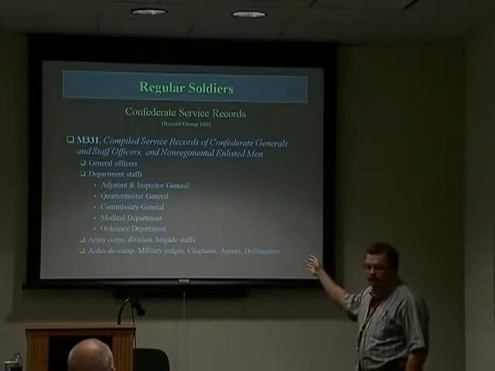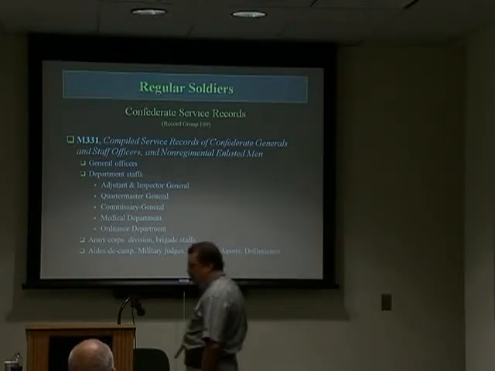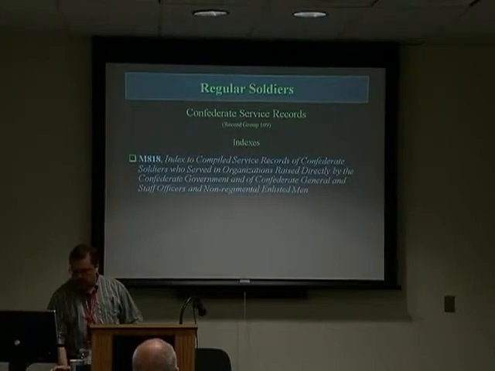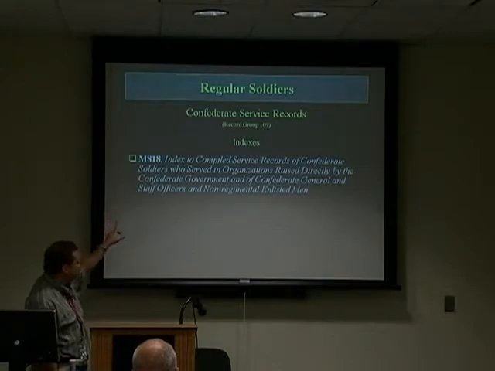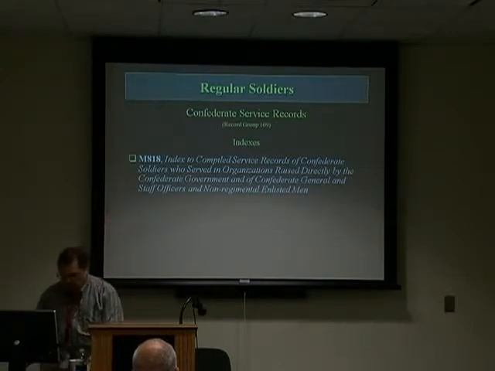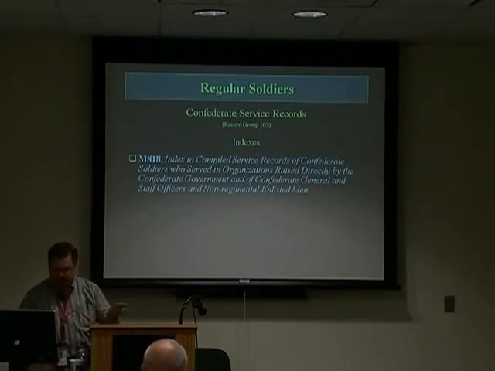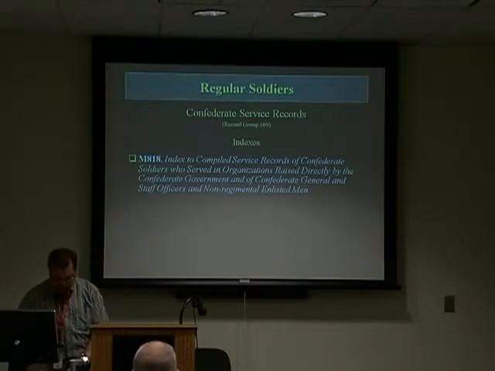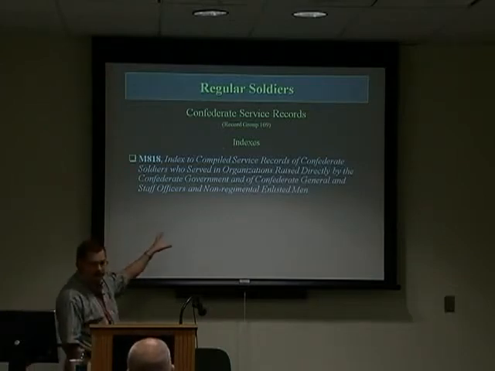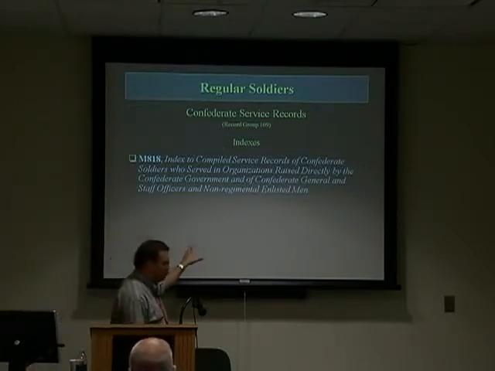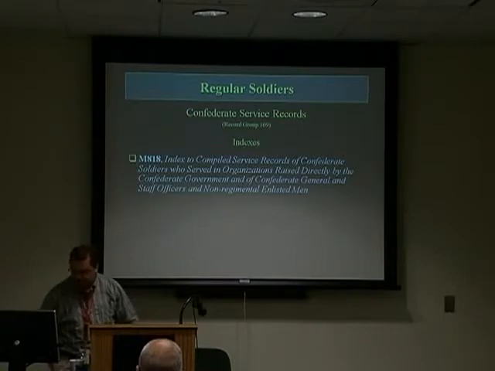But these are all microfilmed, similar to the other state compiled records for Confederate soldiers in M331. And we also have a separate index in M818. And these cover both the organizations raised directly by the Confederate government, and the general and staff officers. And then I thought there was another one. Oh, I guess not. So this covers all of the compiled service records that we have that would generally relate to what would be regarded as the Confederate regular army.